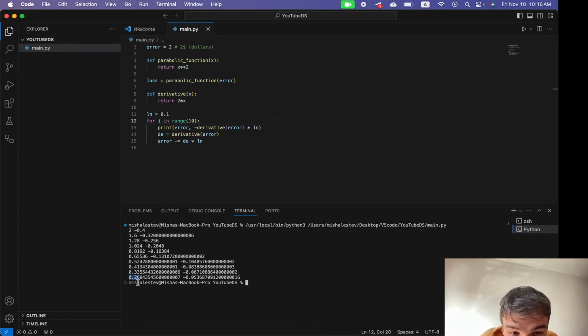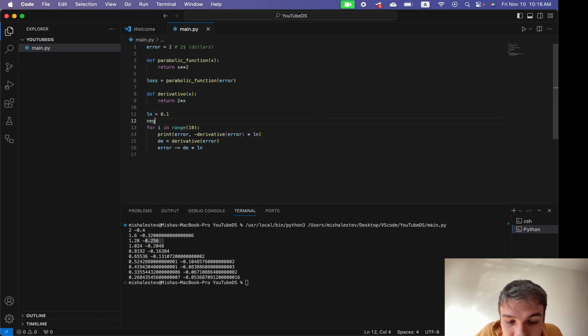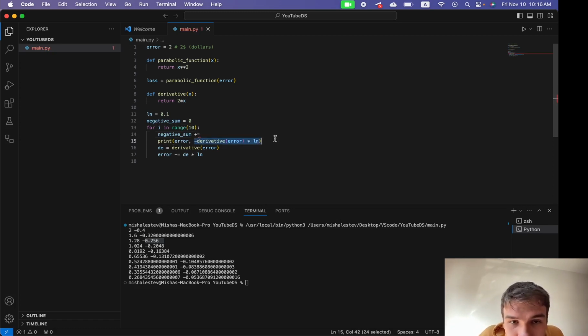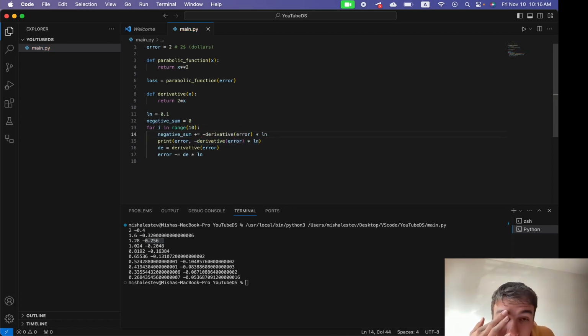And as our gradient descent goes more and more through the iterations, at 10 iterations we already get 0.26. In order to calculate this, we can just sum all these minuses, and this will result in the change which we need to make in our x. So in order to calculate this, we simply need to say negative sum, with an underscore, and we're saying that right now this is 0, and negative sum is equal to minus derivative multiplied by the learning rate. So, does it work?